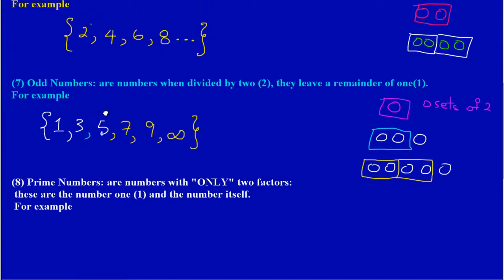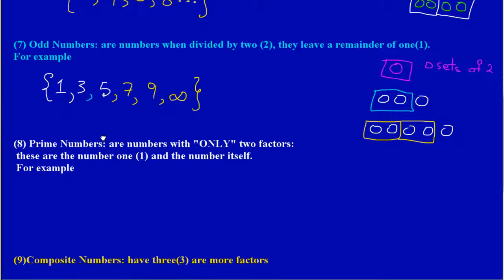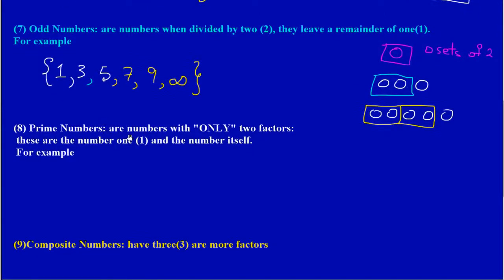Another set we have here is our prime numbers, and prime numbers are basically numbers that have only 2 factors, and these factors are the number 1 and the number itself, the number we're speaking about. Let me go through that again with you. Prime numbers are numbers with only 2 factors. These are the number 1 and the number itself. So if a number has more than 2 factors, it is not a prime number.